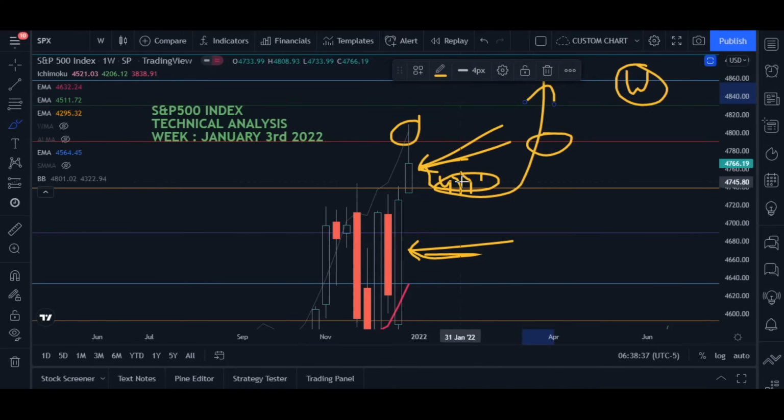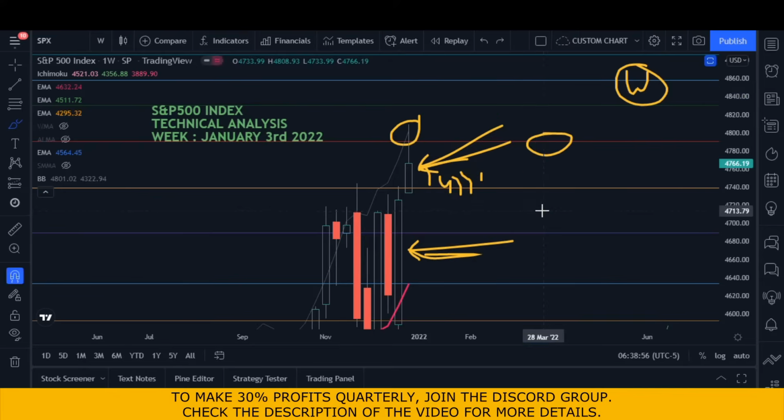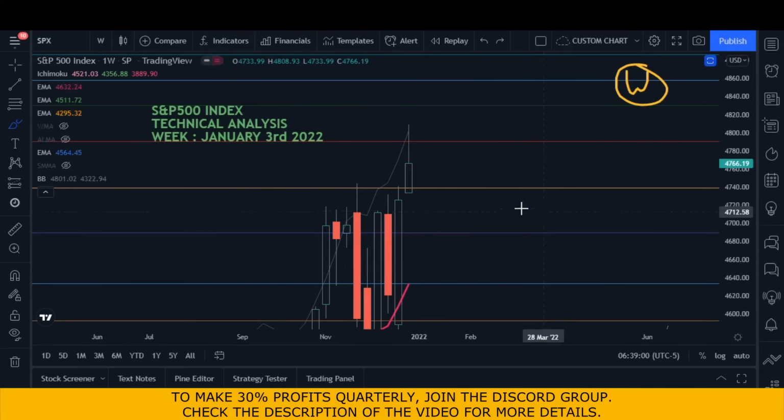This picture will be clearer on the daily chart, because now we are doing the technical analysis on the weekly chart. This is likely to happen, but what is most likely to happen will be clear on the daily chart. So let us first complete the weekly analysis, then we will move on to the daily technical analysis. Now comes the technical analysis.